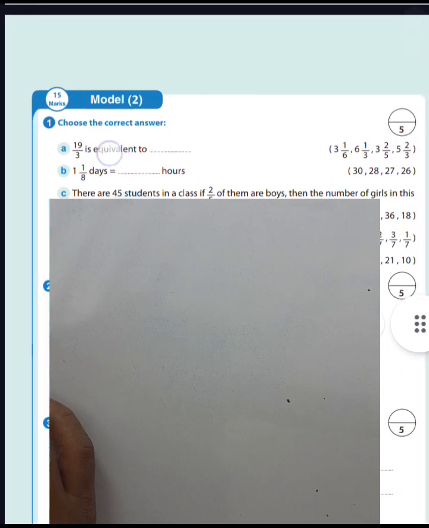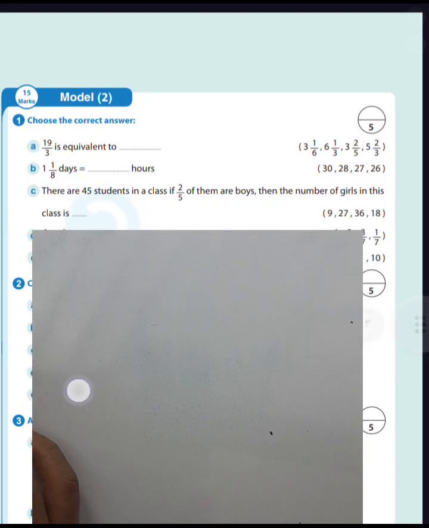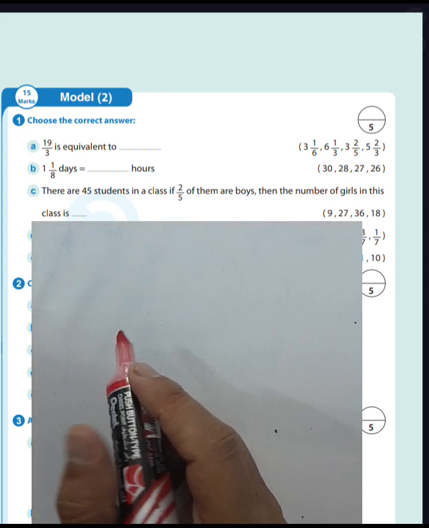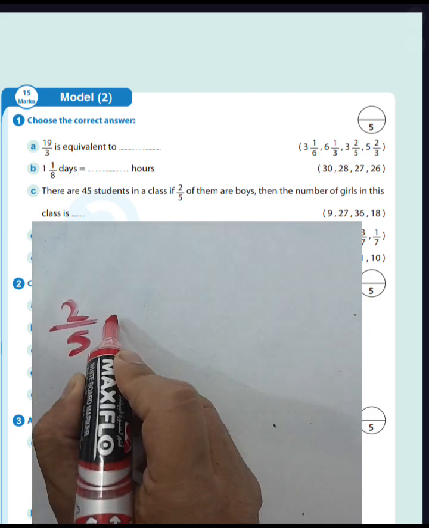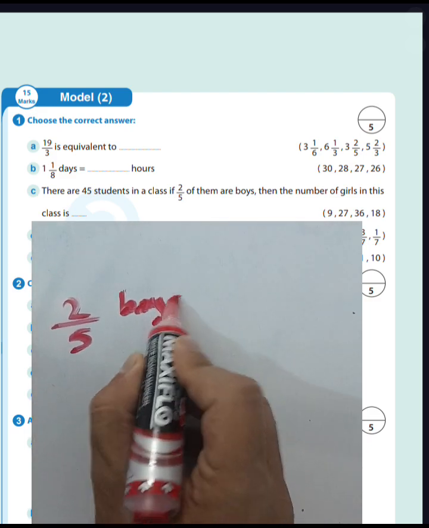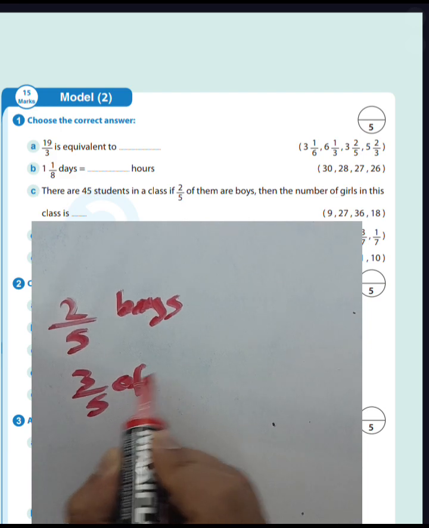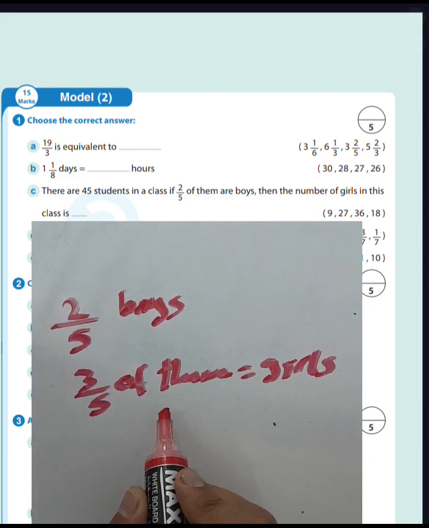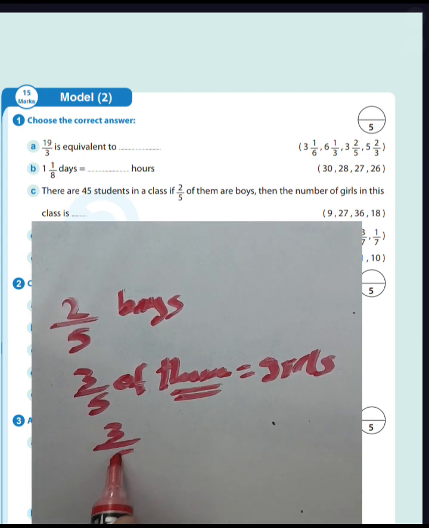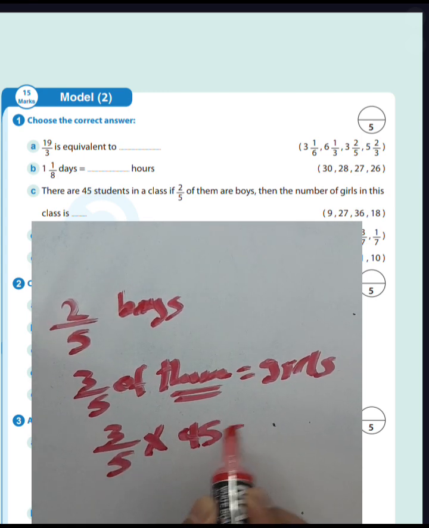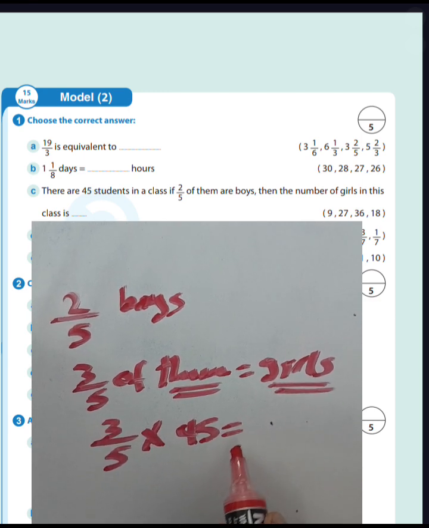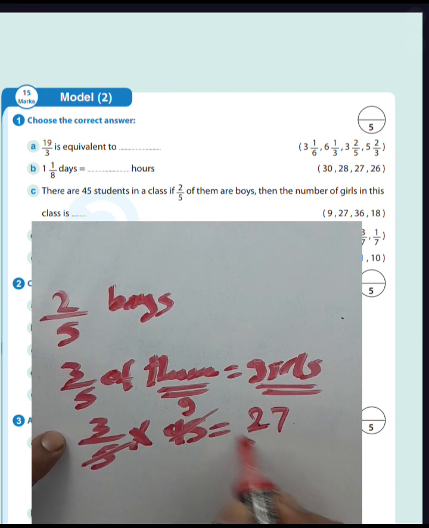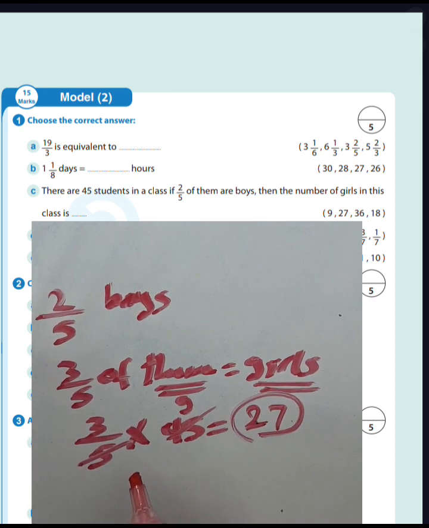Next question. There are 45 students in the class. If 2/5 of them are boys, then the number of girls equals what? We have 2/5 of them boys, then 3/5 of them will be girls. Okay, we have the total number here, 45. Then 3/5 multiplied by 45 equals the number of girls. Okay, 45 divided by 5 equals 9. 3 times 9 equals 27. Then we have 27 girls here.